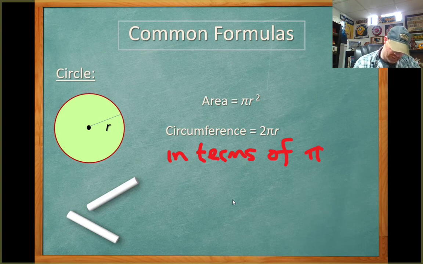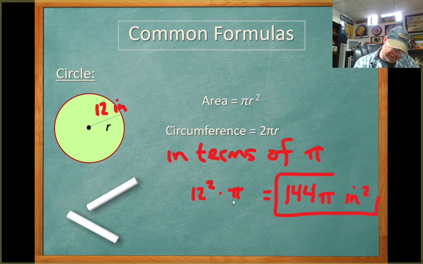For example, if this is 12 inches and we want the area of it, 12 squared times pi is 144 pi square inches. We just leave the pi in the answer. You don't have to multiply it out.